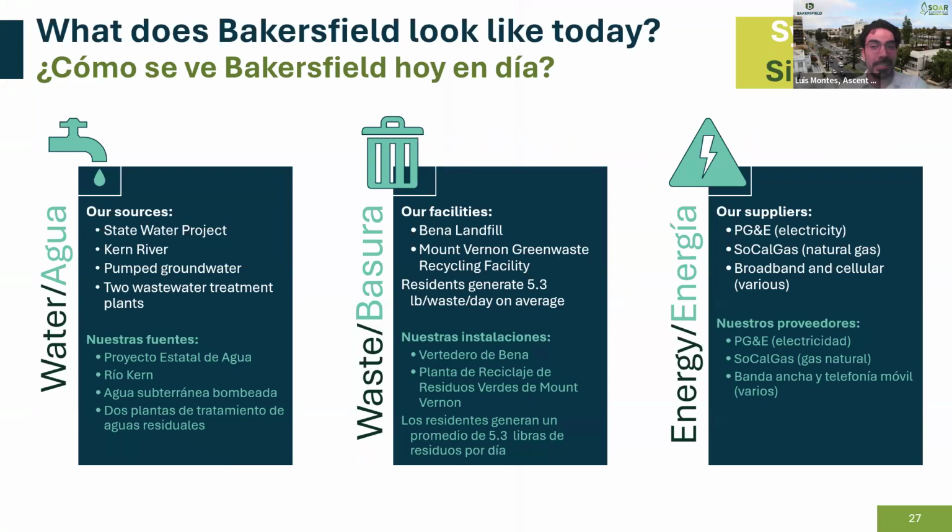So now looking at water, waste, and energy. Starting with water, the majority of Bakersfield's water is supplied by the Kern River and deliveries from the State Water Project. Surface water allocations depend on the available Sierra Nevada snowpack. The remaining water demands are provided by pumped groundwater. The city provides wastewater services as well to most areas within the city limits, and this is through Public Works, which operates 2 wastewater treatment plants.